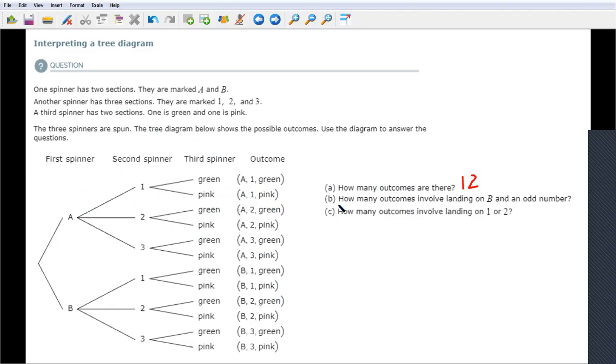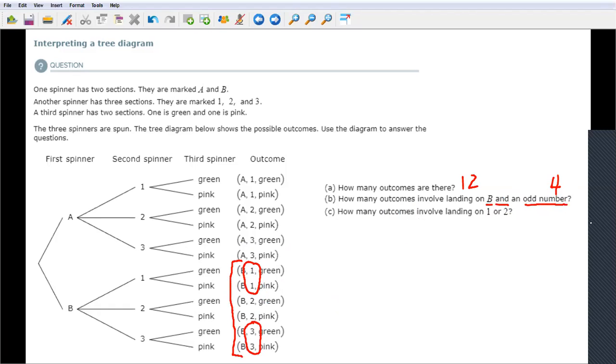So if you take a look at problem B, how many outcomes involve landing on B and an odd number? So B and an odd number, if we're looking strictly at B, we've got to look down in this bottom section here. This is where all the B's are. And then if we're looking for odd numbers, we're looking for 1s and we're looking for 3s. So that would be 4 different outcomes that involve B and an odd number.